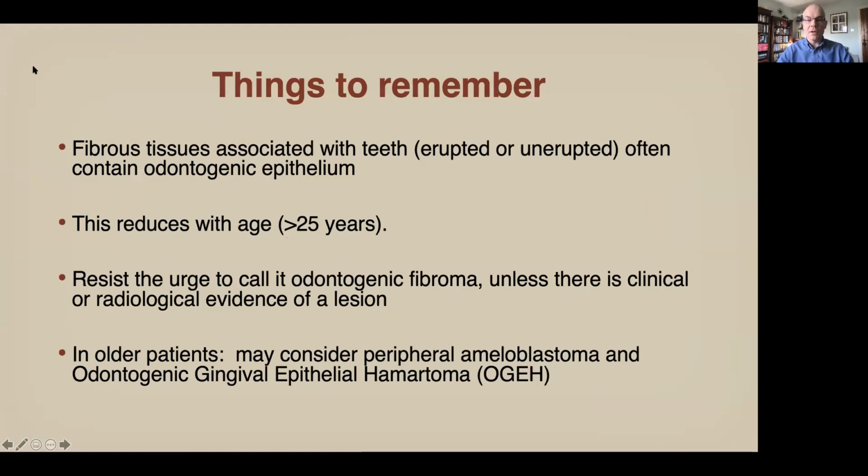So there are things to remember in that. Fibrous tissues associated with developing teeth, either erupted or unerupted, often contain odontogenic epithelium. Once the patient is over 25 years of age, this does reduce, but it can still be identified. It is important to resist the urge to call it an odontogenic fibroma unless you have either clinical or radiographic evidence that there is a lesion present. In older patients, it may be important to consider a peripheral ameloblastoma and the odontogenic gingival epithelial hamartoma, which are more extensive lesions and will present either with a clinical or radiographical evidence of a lesion.